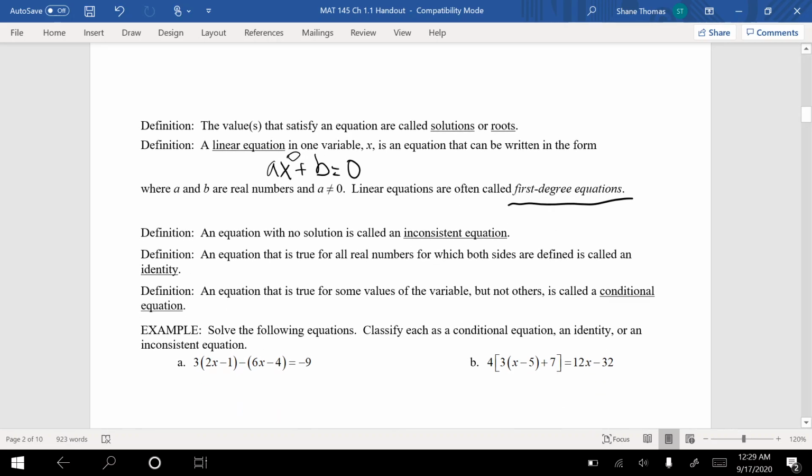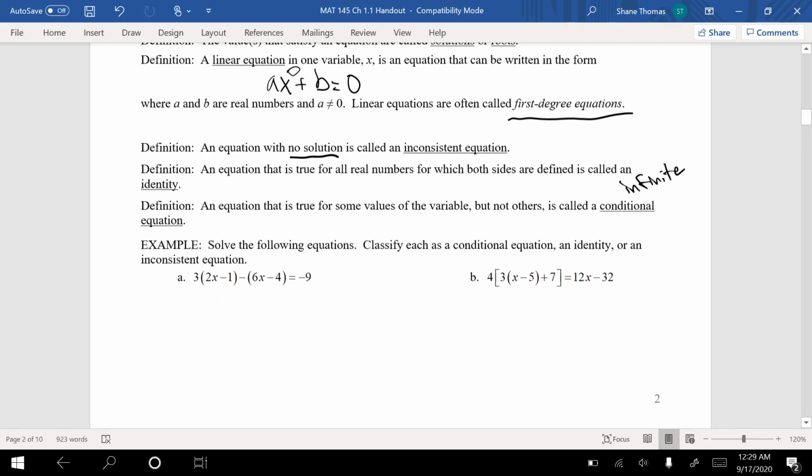A couple more definitions. An equation with no solution is called an inconsistent equation. An equation that's true for all real numbers for which both sides are defined is called an identity. This is also an equation that we talked about before as having infinite solutions. And an equation that is true for some values of the variable but not others is called a conditional equation.